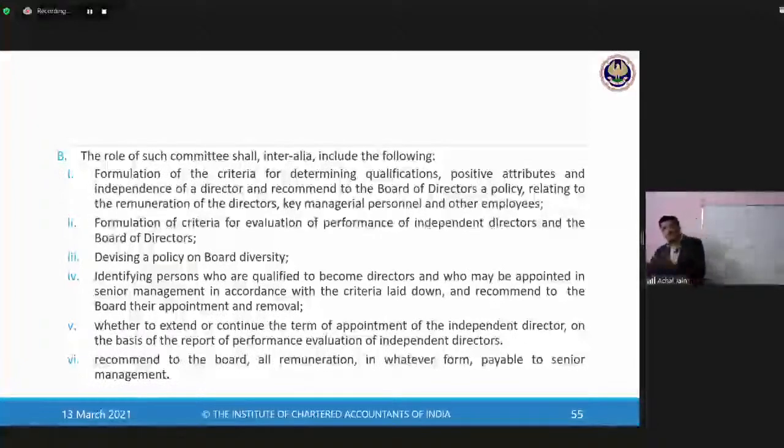It's this committee which assesses their qualifications. Next, formulation of criteria for evaluation of performance of independent directors and the board of directors. So this policy for evaluating the performance of directors is again the responsibility of this committee. Devising a policy on board diversity, because again the diversification of the board of directors is important because the organization has to take care of so many aspects. And all of this is the responsibility of the board of directors.